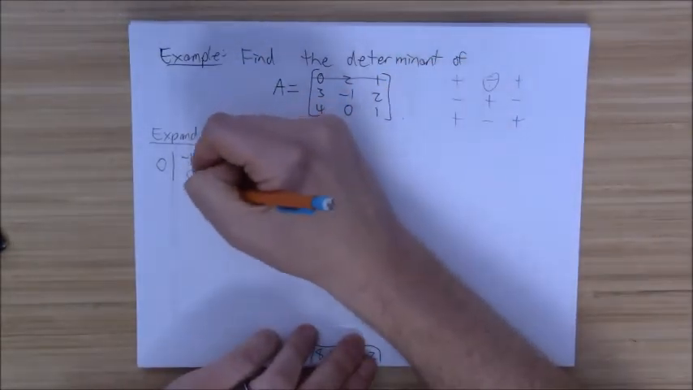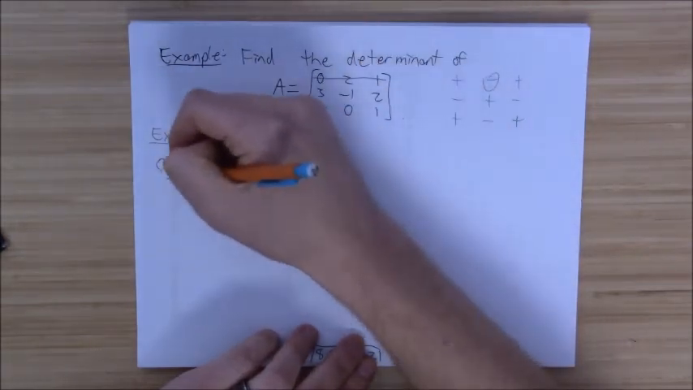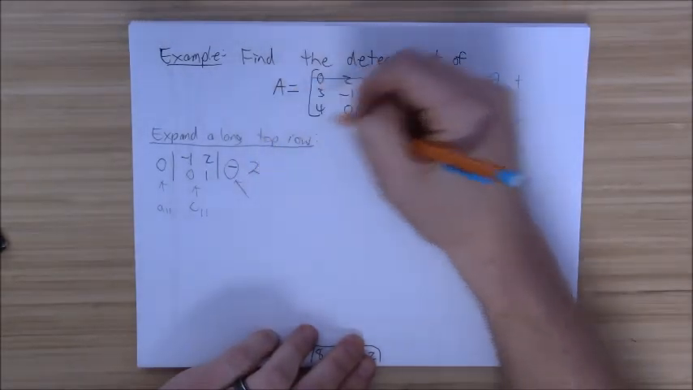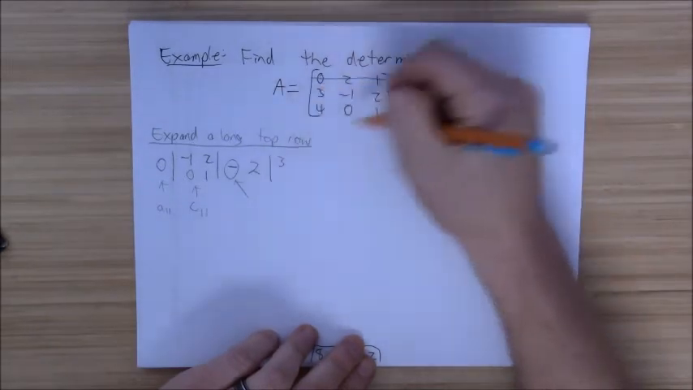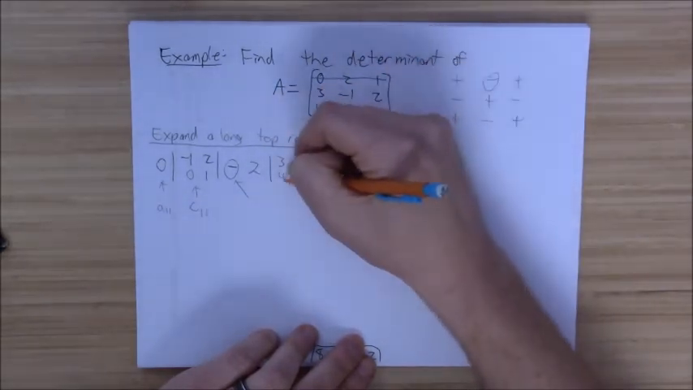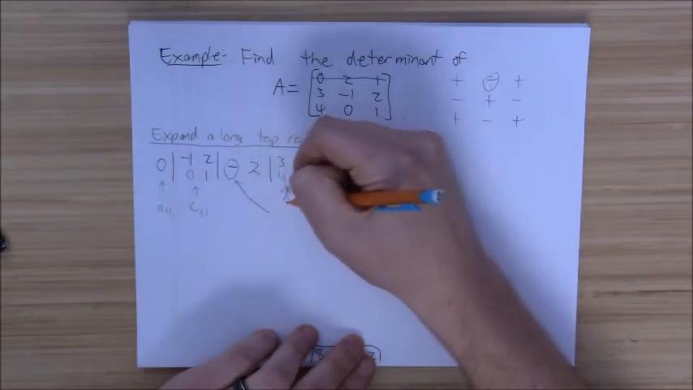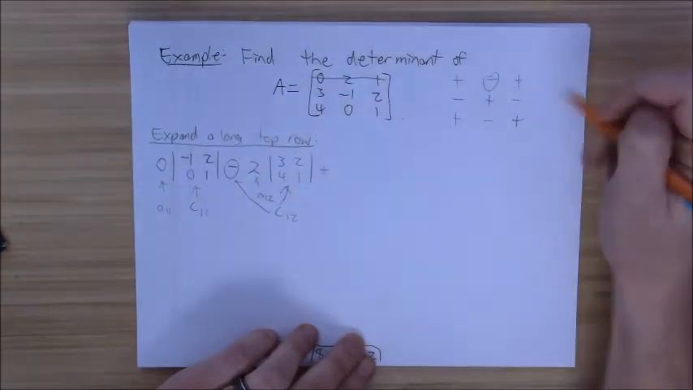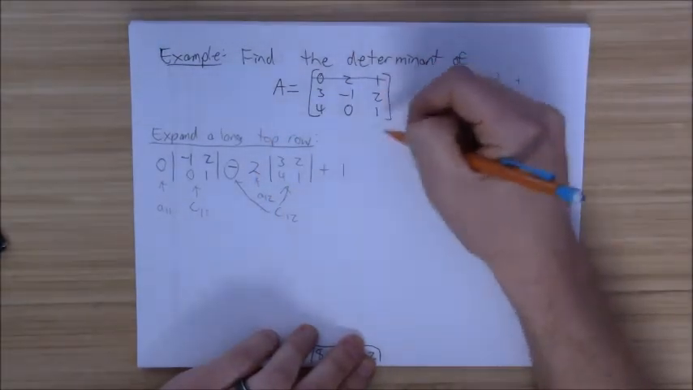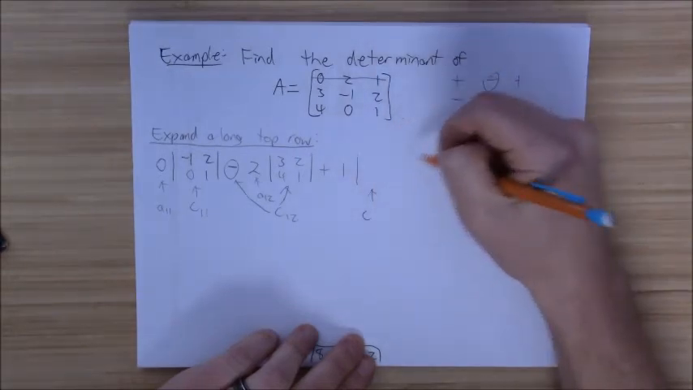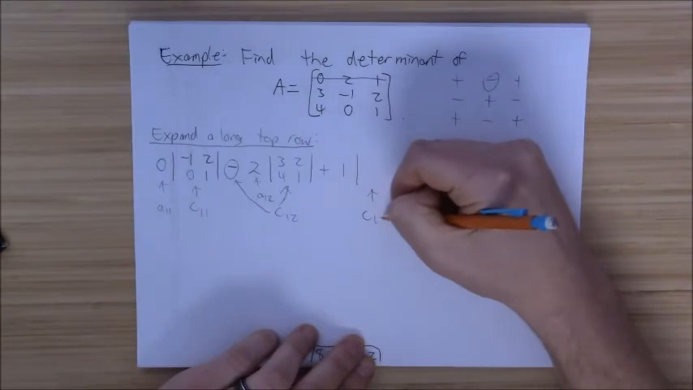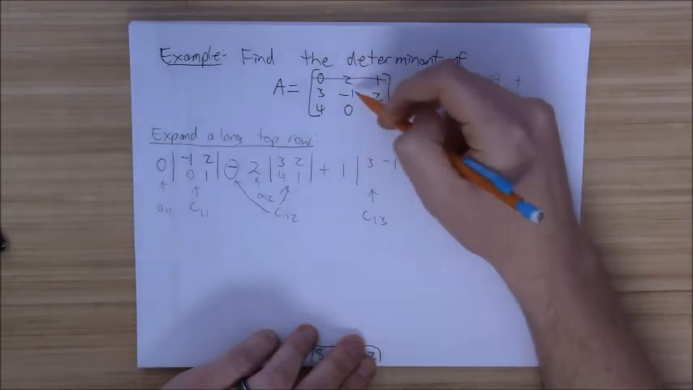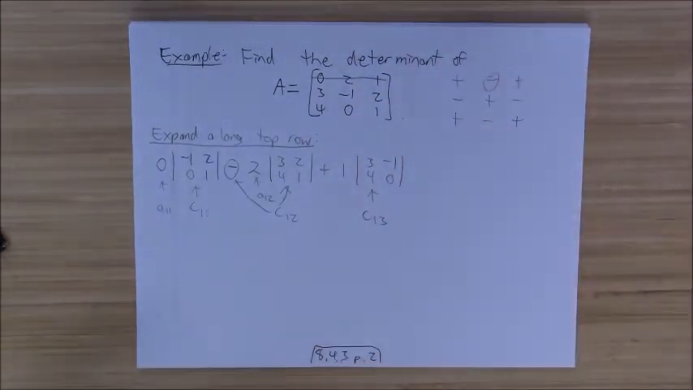Namely, this right here is my C11, this was my A11. Then I have 2, and then the minor 3, 2, 4, 1. These together will give me my C12, where this was A12. Well, then I add 1, and then the minor, which will also be the cofactor because of the positive sign involved, to get C13, which will be the determinant of 3, negative 1, 4, 0.